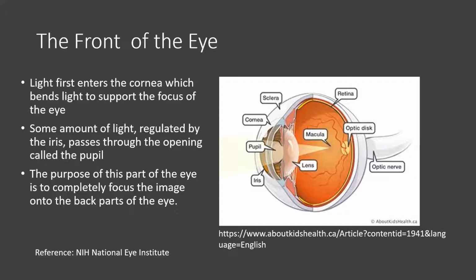So light first enters through the cornea, which is the clear, bent front of the eye that helps support focus of the light into the iris and the pupil. The iris is important for opening and closing the pupil to regulate how much light is passed through. And the lens takes that completely focused light and puts it to the back of the eye.